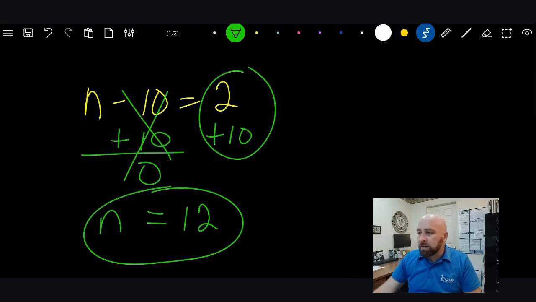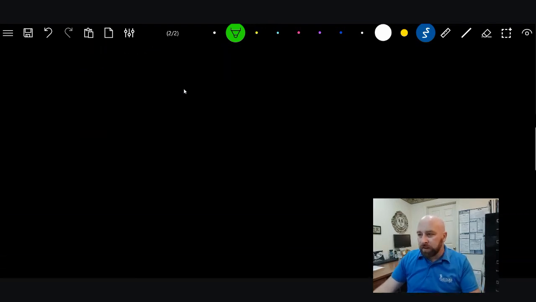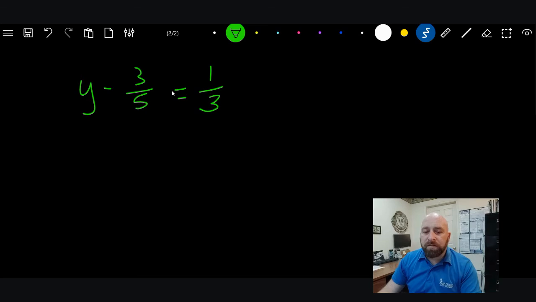Let's see. Go ahead and turn the page over to page 48. Same thing holds true if we're dealing with fractions. It's just maybe a little bit more challenging, but it's not too bad. Y minus 3/5 equals 1/3. Y minus 3/5 equals 1/3.